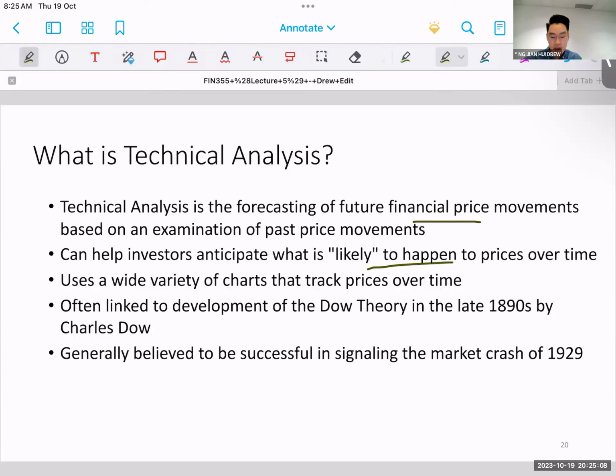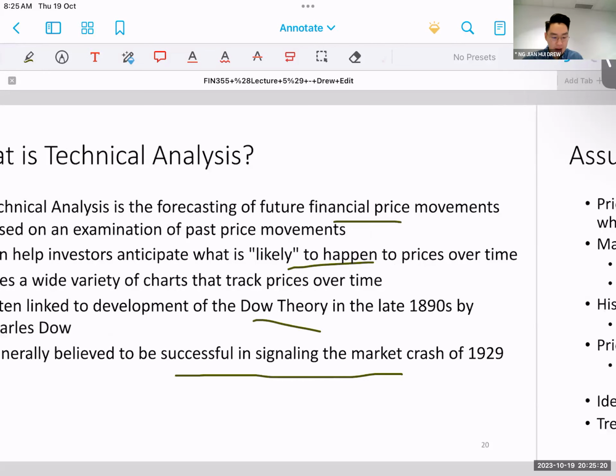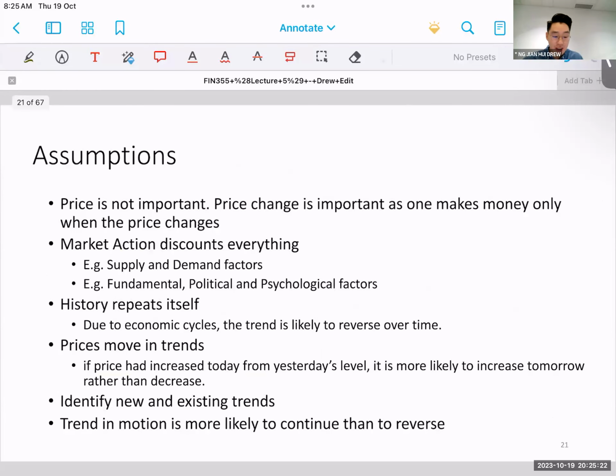It's linked to the Dow theory. Charles Dow is generally believed to have successfully signaled the market correction. This is some example explanation. An important assumption in technical analysis is that, first of all, price level is not important. At what price you enter the market, or what the price is today, is not important, because what we're interested in is price change. Only when there's price change can you actually make a profit or a loss. So price change is important.